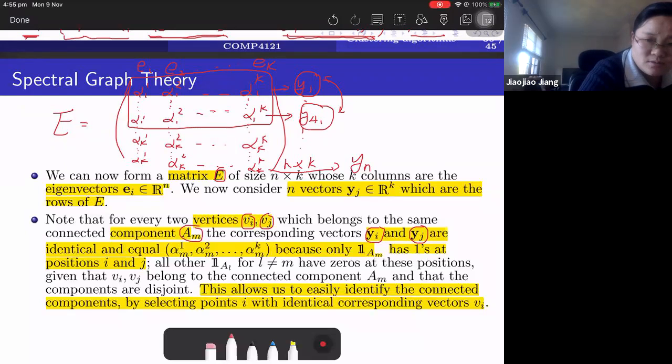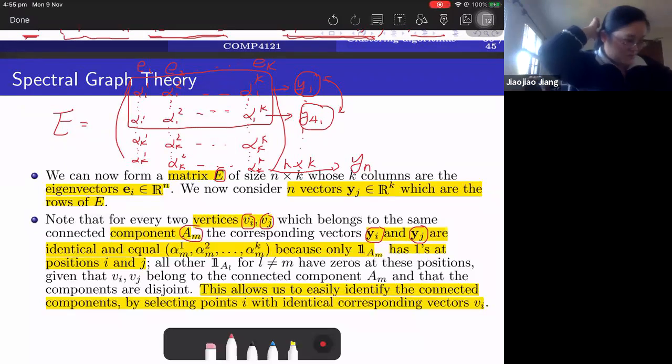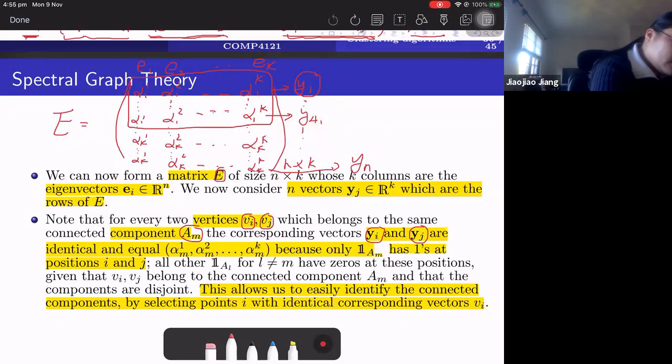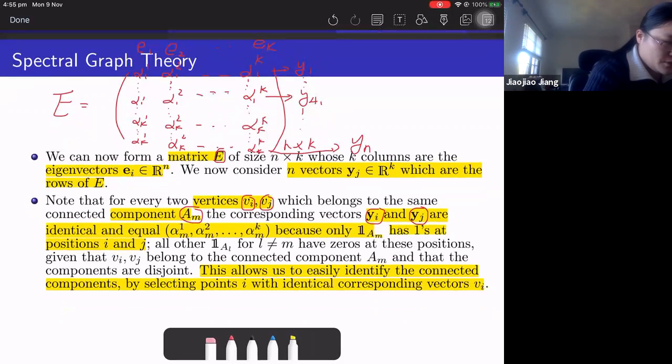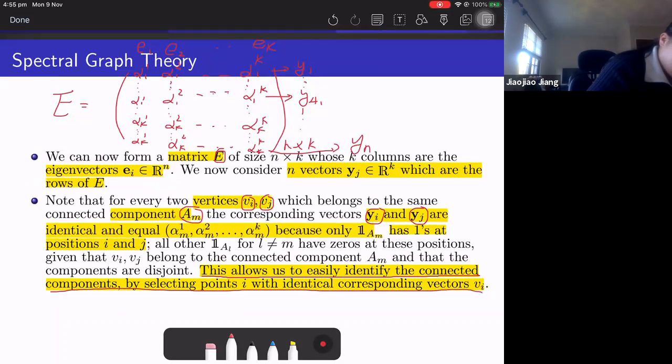Guys, any questions? Okay, cool. Thanks. Let's move on. Okay, that's very good. According to this property, we can easily identify the connected components by selecting points i with identical corresponding vectors Yi. Does that make sense? So we can easily identify the connected components.